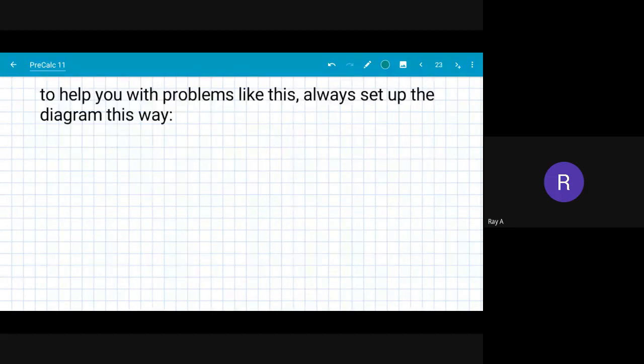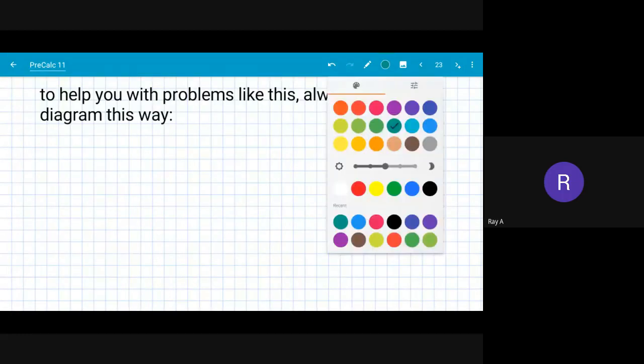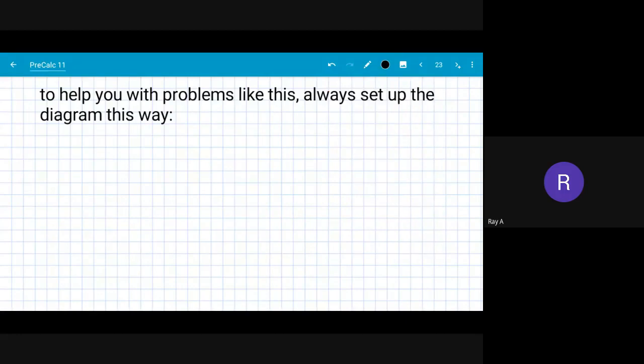To help you with problems like this, always set up the diagram this way. All right. So you will have your angle down here. This is your angle, down at the bottom. So whatever angle is given. In the problem that was shown earlier, the angle was 30 degrees. Okay, we're not concerned with that. I'm just showing you what I would like you to do. So there is an angle given. There would always be an angle given.